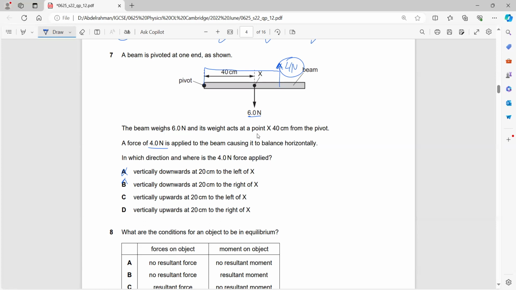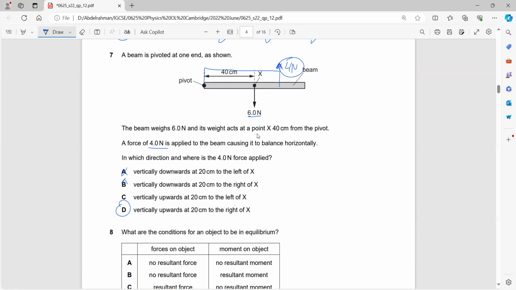If it was a force larger than 6 newtons, for example, if the force was 8 newtons, then 8 newtons could have been applied somewhere at this position, because the force is larger than 6 newtons. But because the force is smaller, the force is now weaker. 4 newtons is much less than 6 newtons. So the distance needs to increase, to the left or to the right? No, to the right. You can calculate it if you want.